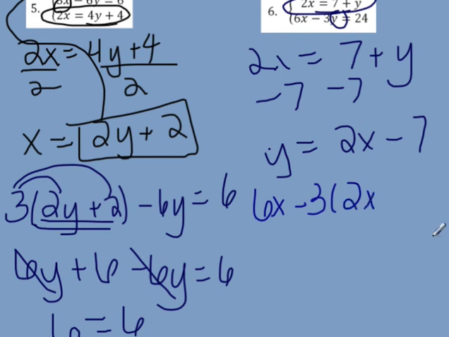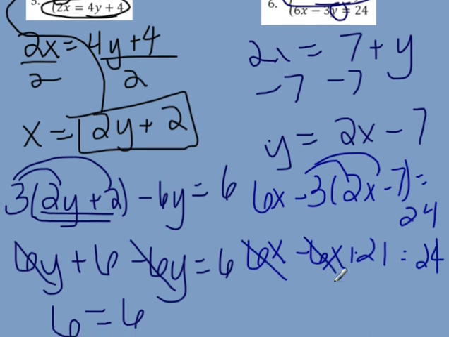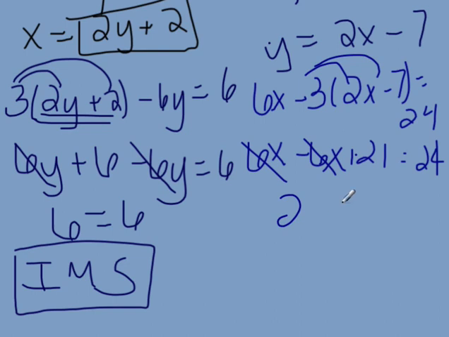I kind of ran out of room there. So now I'm going to take that negative 3 and distribute it in. So 6x, negative 3 times 2 is negative 6x, negative 3 times negative 7 is a positive 21, and that's equal to 24. Well, here again, I have 6x minus 6x, so those are going to cancel out. So then I'm going to end up with 21 is equal to 24. Well, 21 is never going to equal 24, so for this one right here, there is no solution.